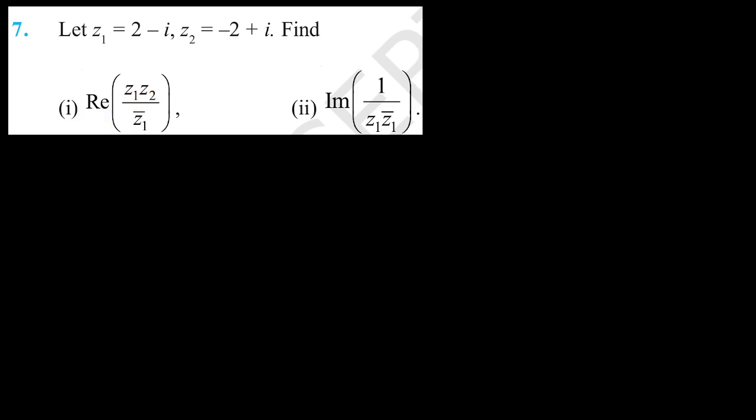I will discuss. All of you please listen. Please remove your raised hand. Listen carefully. Let me find the value of this one: Z1 into Z2 divided by Z1 bar. I am going to find out. What is Z1? Z1 is 2 minus i.